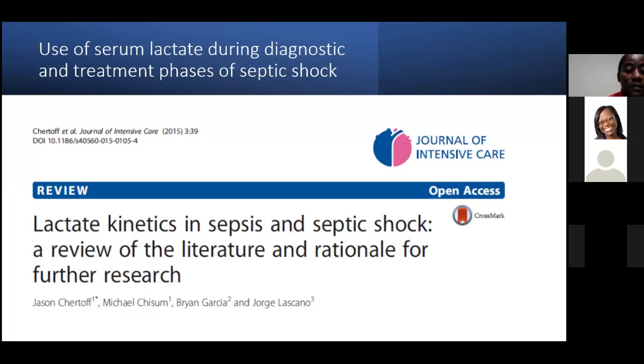And these authors compared doing serial lactate levels from admission at 6 hours, 12 hours, and 24 hours. And it was found that the lactate clearance at 24 hours was a predictor of patient survival, with clearance of more than 10% being associated with better survival.